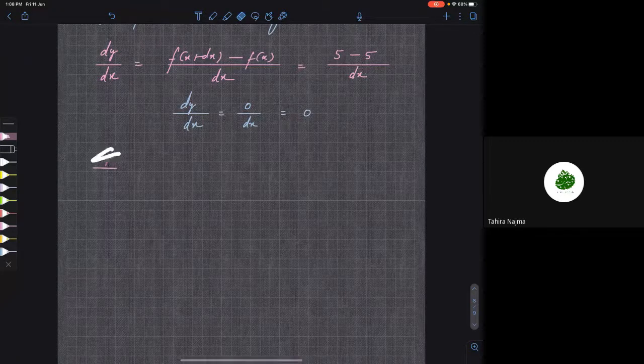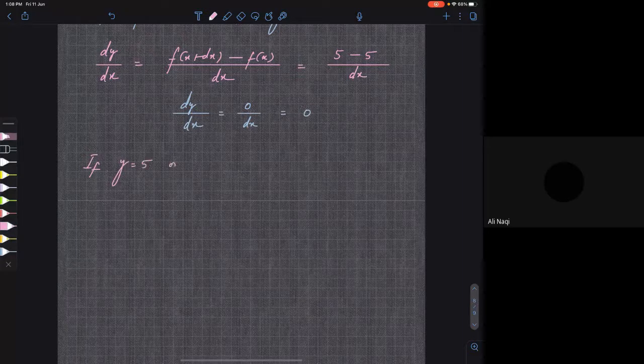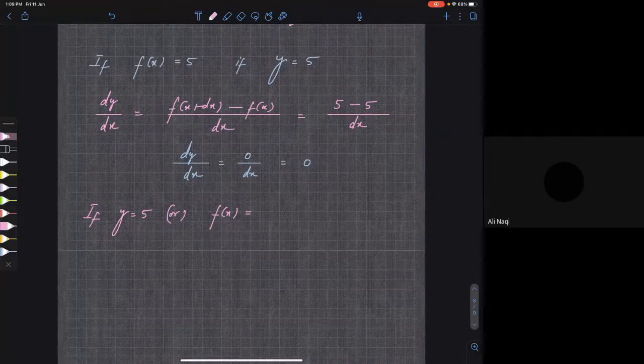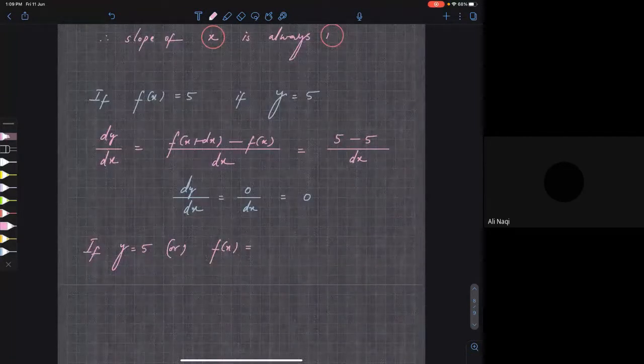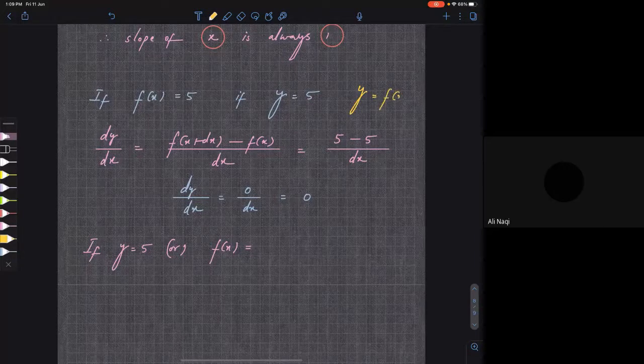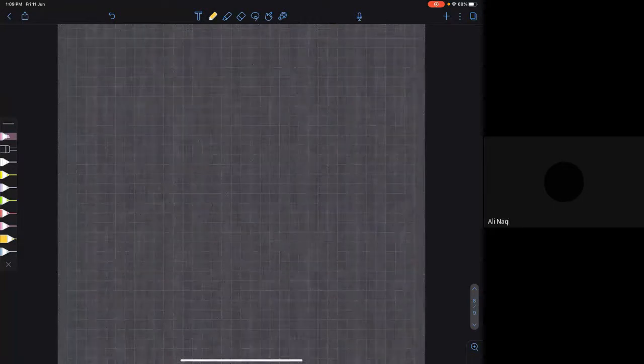So the conclusion is this. If y is equal to f of x, and f of x is 5, then f of x plus dx is also 5, which is why you wrote 5 minus 5. So for any value of x, it is always 5. You're getting my point? It doesn't depend on x. You're getting my point?